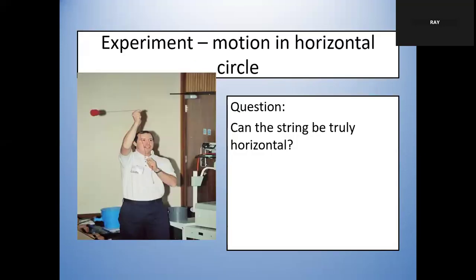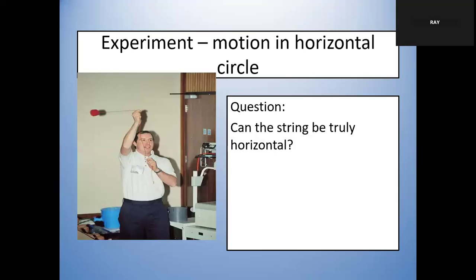Okay, question. Experiment in horizontal motion in horizontal circle. Can the string be truly horizontal? No. Why not? The tension balance the weight. The what? The what balance the tension? Weight? The string must slant.